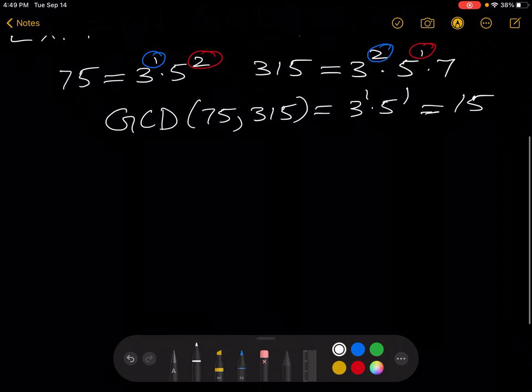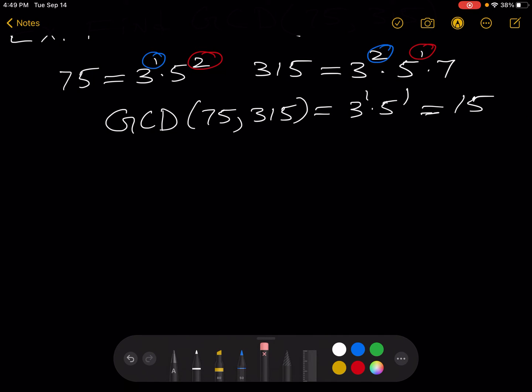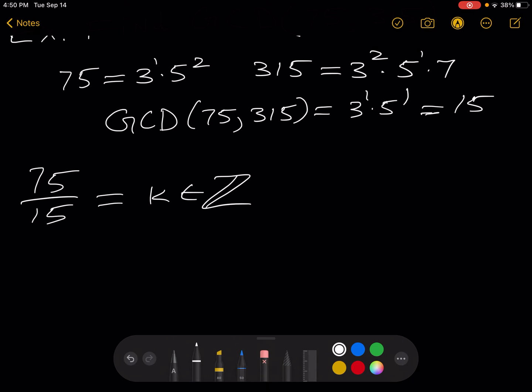Now I want to go into a little bit why this works, why this is the greatest of the common divisors. So first I want to establish that 15 is in fact a common divisor of both 75 and 315. So first let's look at 75. So we're going to do this math, 75 divided by 15. And remember, if we get some integer here, then that means that 15 divides 75. So in other words, that 15 is a divisor of 75.